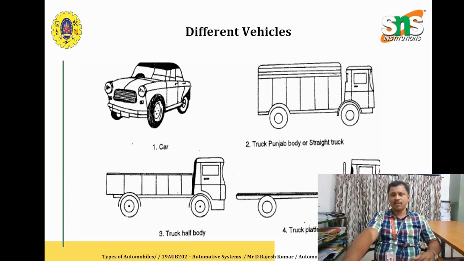And the next is the platform type truck. This is nothing but a truck where you don't see any body, only above the chassis there will be a platform. For example, the towing vehicle comes under this category.